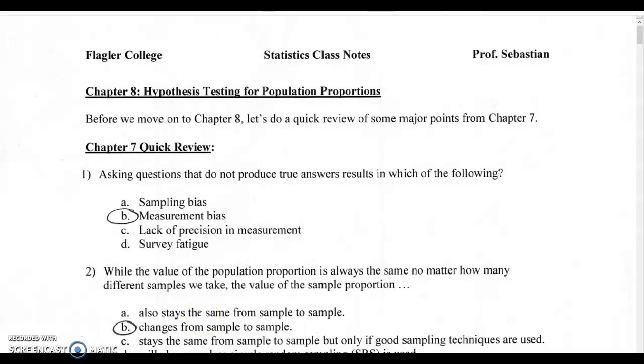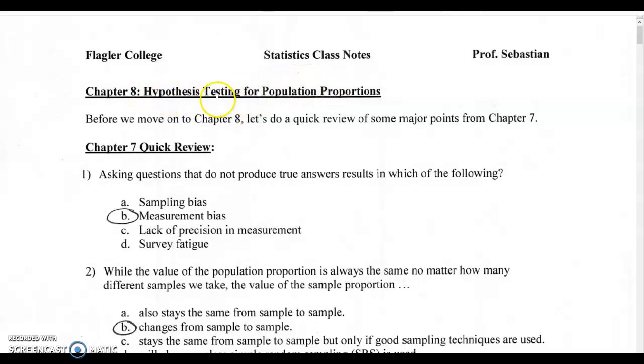We're on page 113 and we're going to start getting into chapter 8, which is about hypothesis testing for population proportions. In chapter 7, we learned how to construct a confidence interval, which gives us a range of plausible values for a population proportion. And in chapter 8, we're going to talk about hypothesis testing.